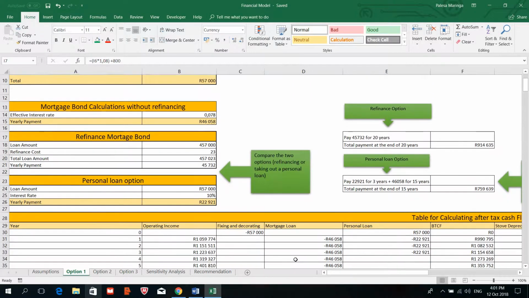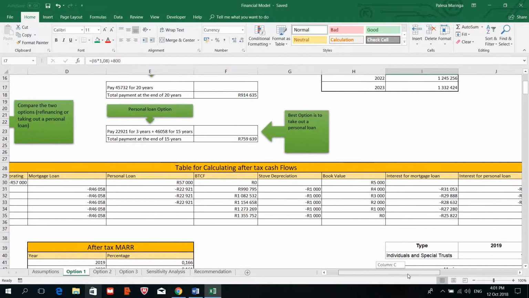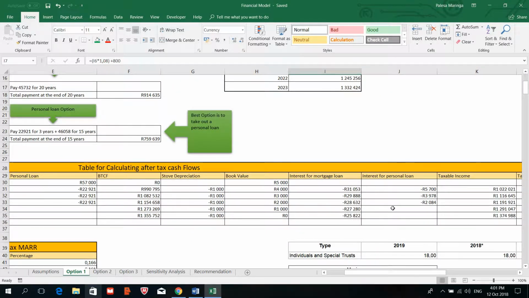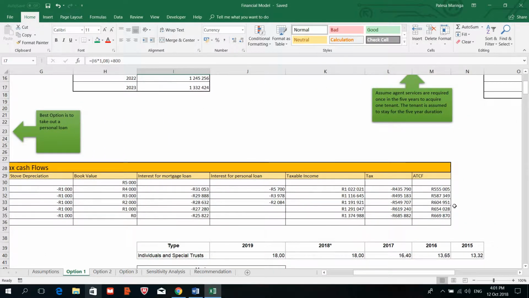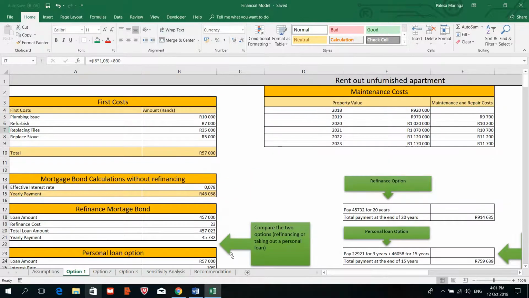Okay, the after-tax cash flows were calculated. They incorporated the depreciation of the stove, the interest on the mortgage loan, and the interest on the personal loan. They took all of those into account, and then the after-tax cash flow was calculated. It is important to note that a net present value is going to be used to establish which one of the options is the most lucrative. And the planning horizon is from 2019 up until 2023.